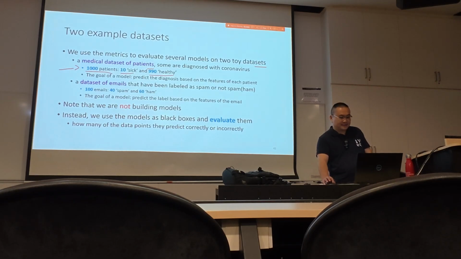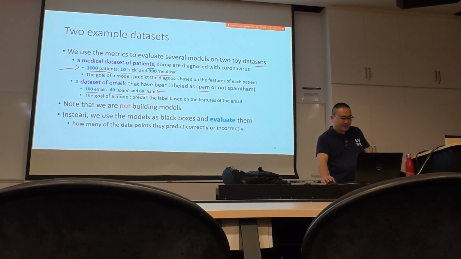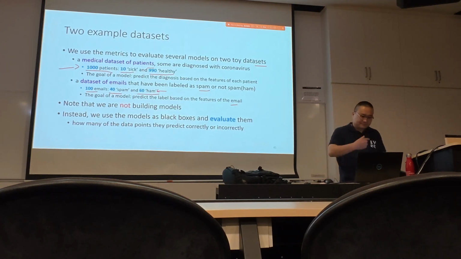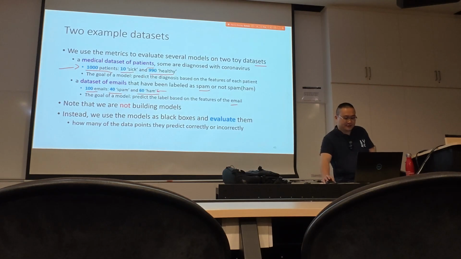The second data set is for spam detection. We have 100 emails, 40 of them are spam, and the others are ham. Ham means the normal email. The goal is to train a model to predict the label given an email. Here we are not building models, because the models are already trained. We only want to evaluate the performance of the models using different metrics. We will use the models as black box models and just evaluate their performance.